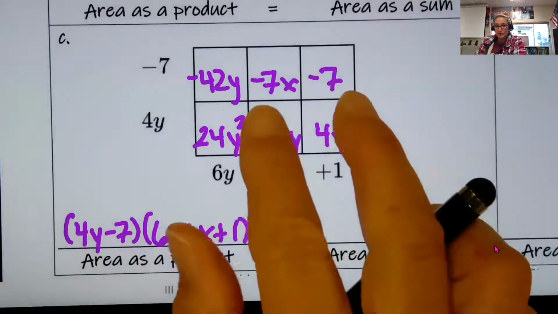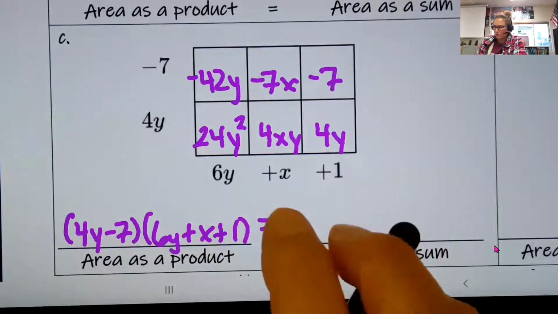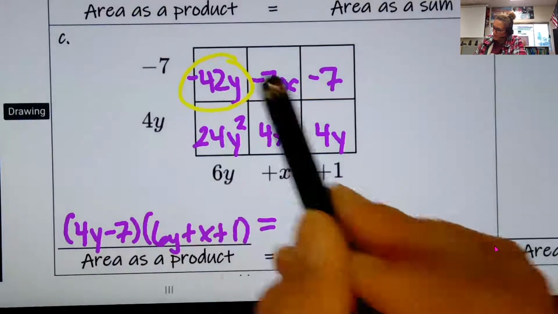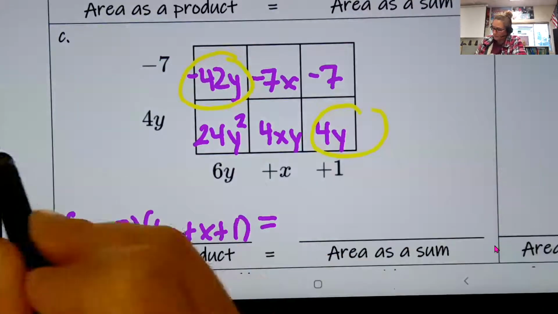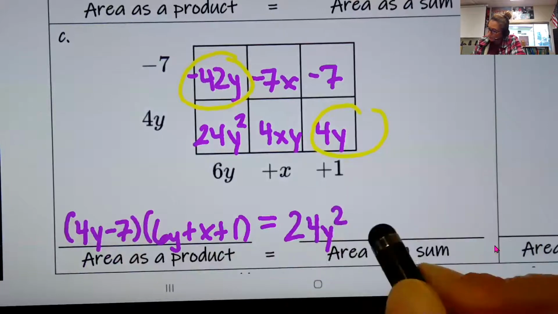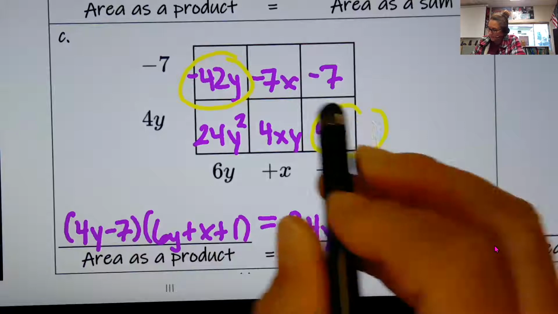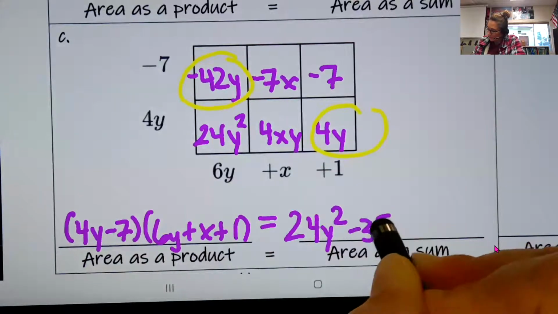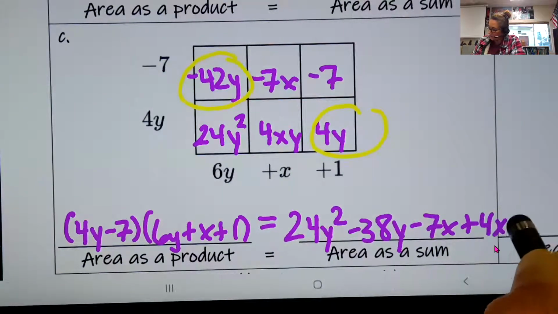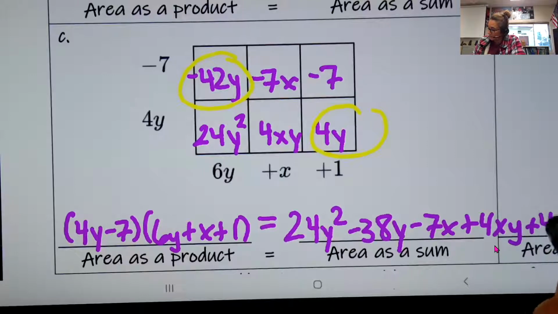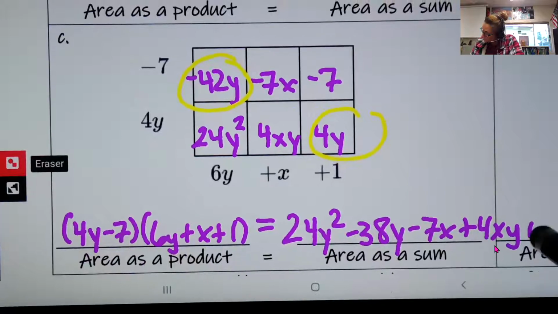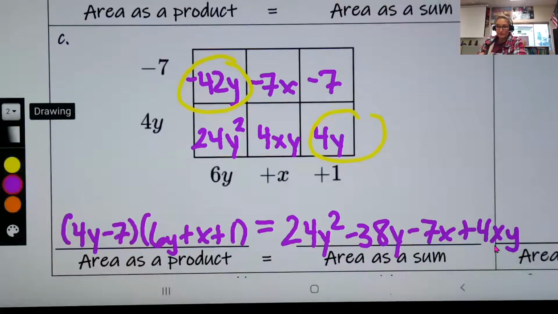And now I'm going to combine like terms, and I don't have too many. I think the only like terms I really have are this and this, okay? Everything else is not the same. So I'm going to have 24y squared. The order that I'm writing these doesn't matter. Let me just combine those. I get -38y minus 7x plus 4xy plus 4, not plus 4y, sorry, I already used my 4y.